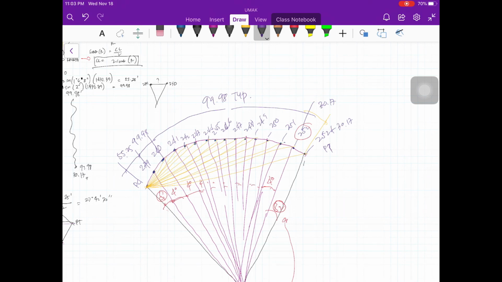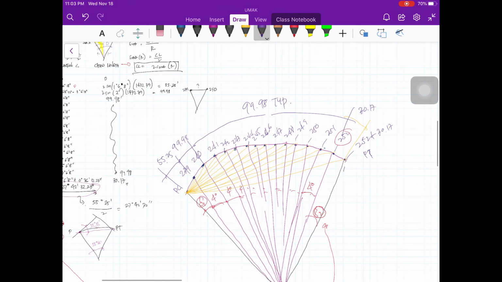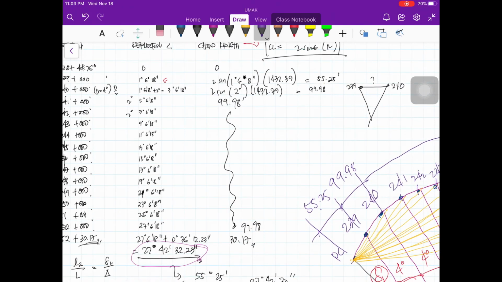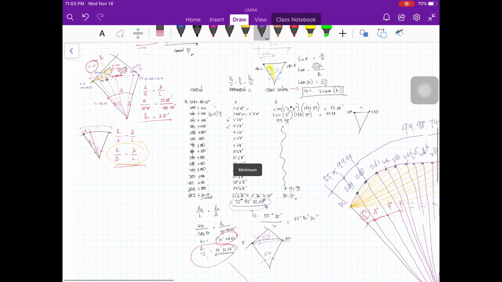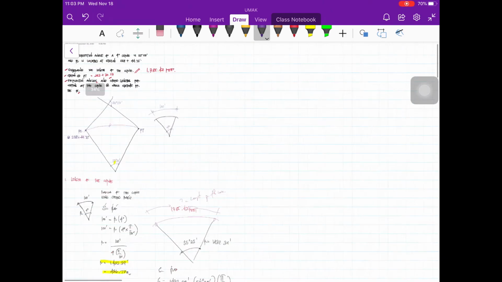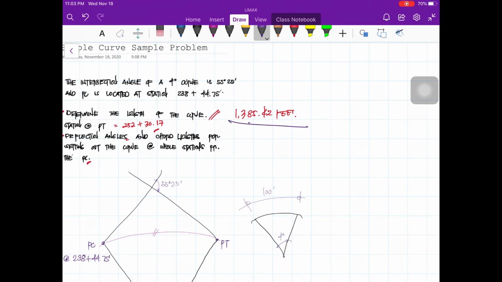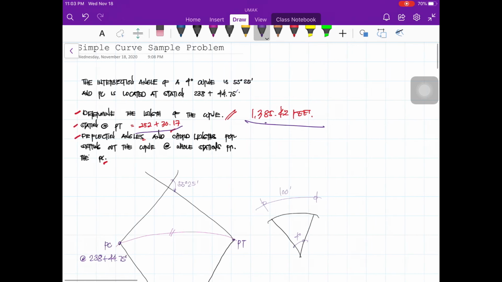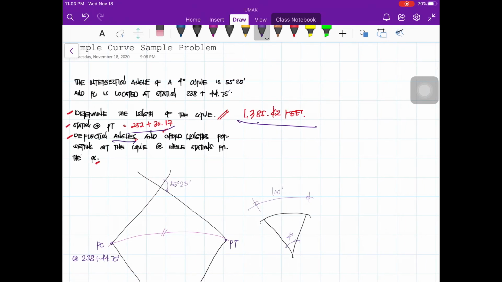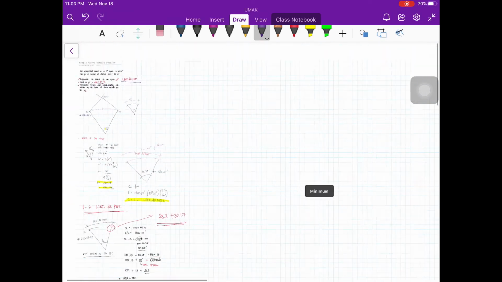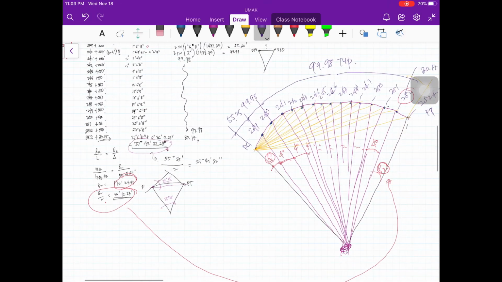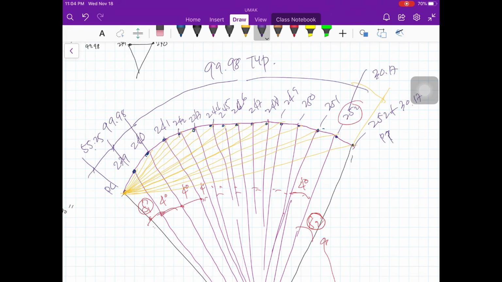I hope you learned something from my topic. I don't know if it's complicated, but I guess this is a very easy topic, so I hope you understand this one. To solve the questions here, you have the value of the length of the curve, you also determine the station at PT, you're able to determine the deflection angles, and the chord lengths at different stations. So I guess that's the end of our lesson with simple curve.